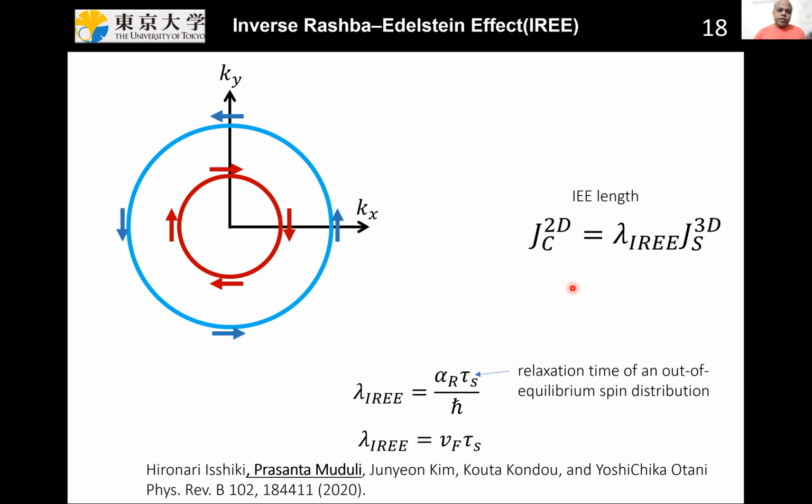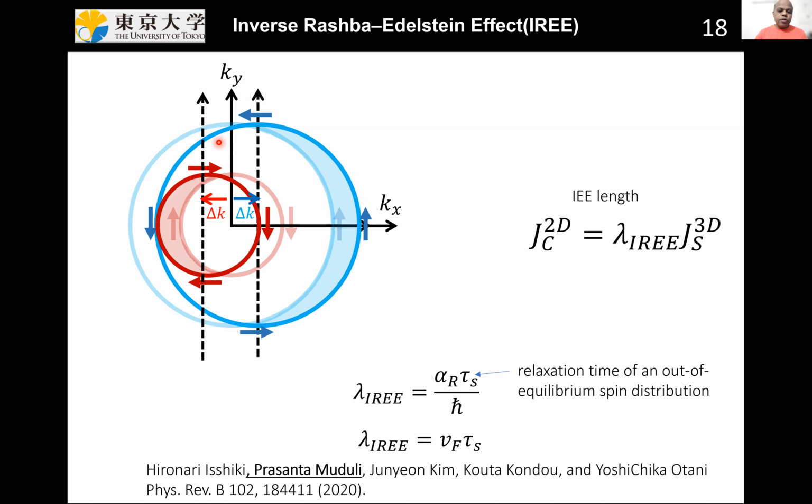So now the reverse process is also true. This is called the inverse Rashba-Edelstein effect. So suppose you have a Rashba interface with a Fermi contour like this, and if you inject spin current into this kind of surface with spin polarization along the y-axis, suppose, then this Fermi contour will be shifted like this over here, and shifting of this Fermi contour will produce a charge current.